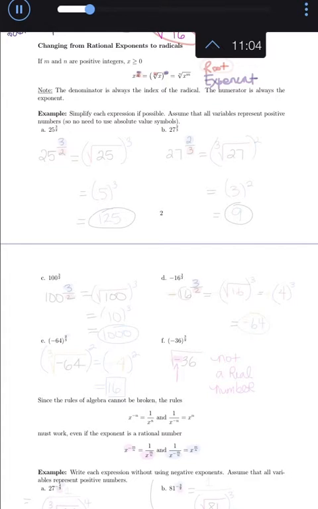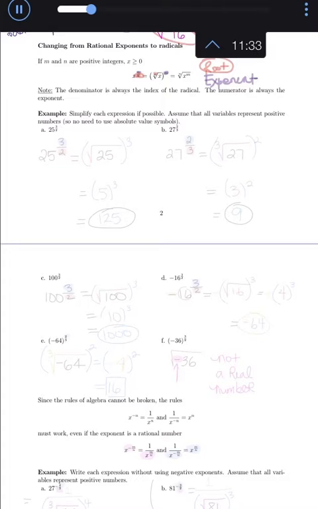Why do we want to start with the root first? Roots make your numbers smaller and more manageable. So if we deal with the root first, we might be able to do all of our problems without calculators, or at least the majority of them. So we'll focus on the root, which is our denominator, first. Then we'll do the exponents at the end. So let's look at this first example.